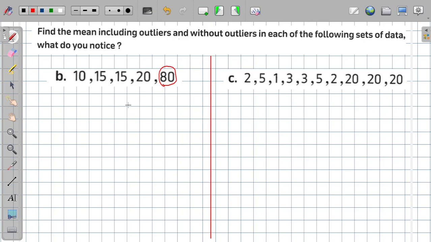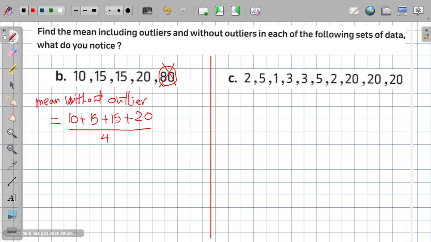So what will happen to the mean? If I wanted to find the mean without the outlier first, it will be 10 plus 15 plus 15 plus 20, and all of these divided by 4. So 10 plus 20 equals 30, and 15 plus 15 equals 30. So 30 plus 30 equals 60, and 60 divided by 4 equals 15. This is the mean without the outlier.